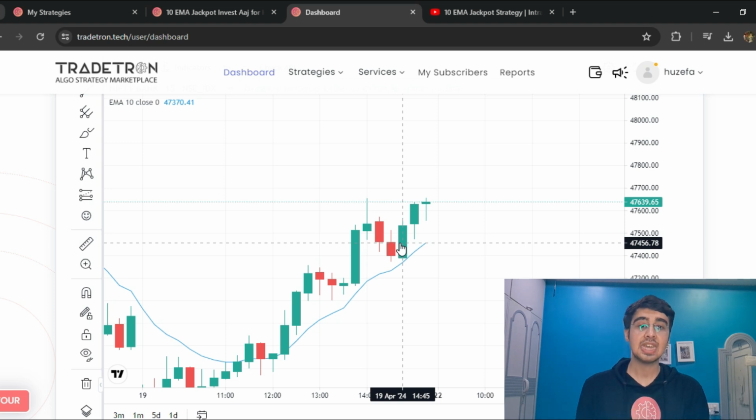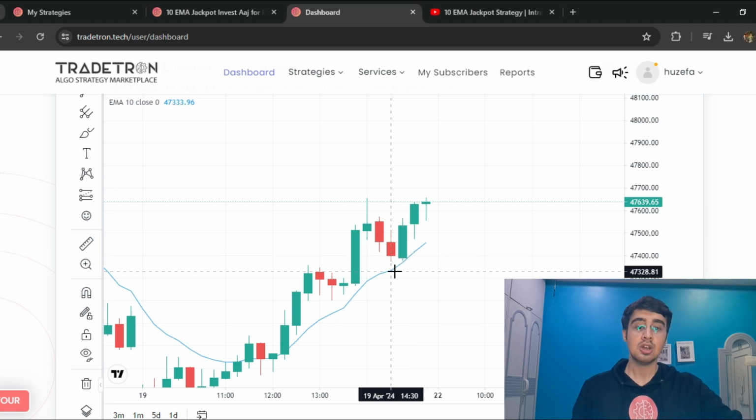Now, after taking a futures trade, our stop loss for this strategy will be the 10 EMA line. If there is a closing below this 10 EMA line on the long side, we square off our trade, and then look for another long setup or a short setup to happen. So that is pretty much the idea.